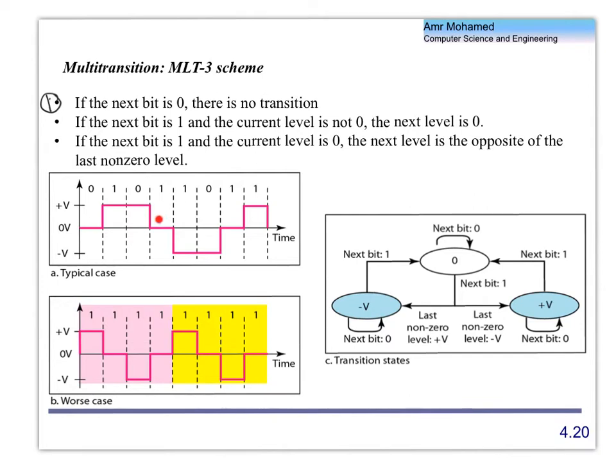If you are at 0, then this is the third rule. If you are at 0, then you have to look at the previous non-zero level. If it's positive, go negative. If it's negative, go positive. So logically, what this tries to do is, again, balance the positive and the negative. So we can reduce the DC component and we can enhance the self-synchronization.